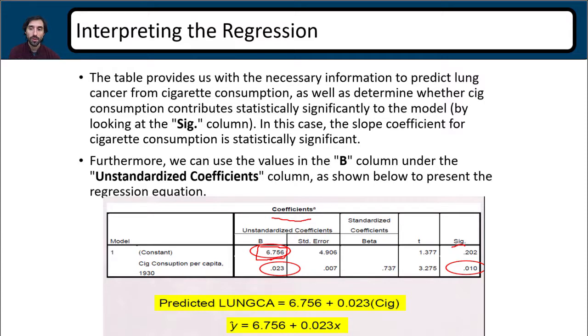So for every unit that cigarette consumption goes up, the predicted lung cancer rate goes up. So it's basically saying, yes, what you found in your correlation, there is definitely something to this. And that for every time you increase X, our cigarette consumption, our Y would increase, our mortality rate of lung cancer. And that equation is shown down here.